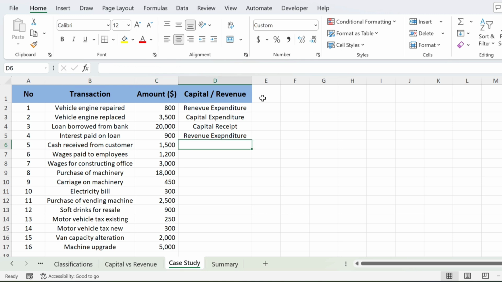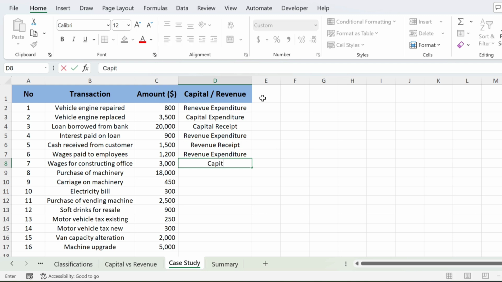Next, cash received from customer. This is a revenue receipt because it comes from normal sales. Next, wages paid to employees. This is revenue expenditure. Then wages used for constructing office. This is important. This is capital expenditure. Why? Because they form part of the asset.